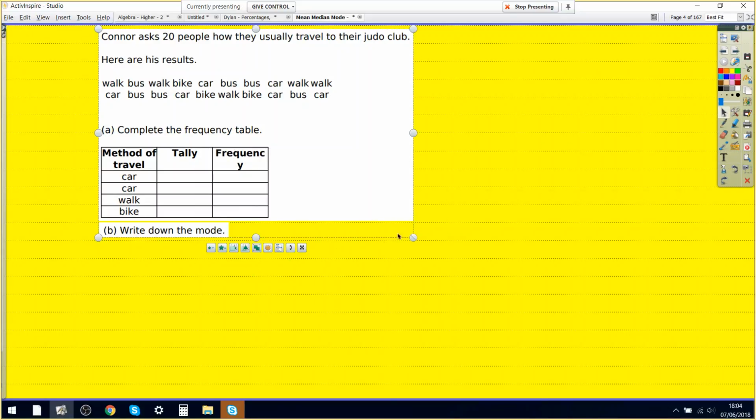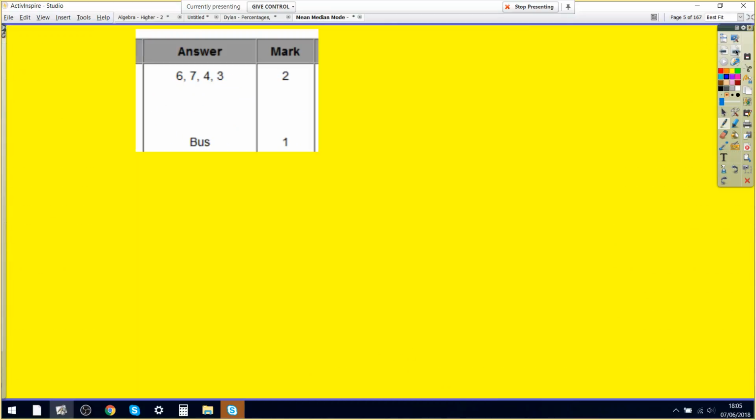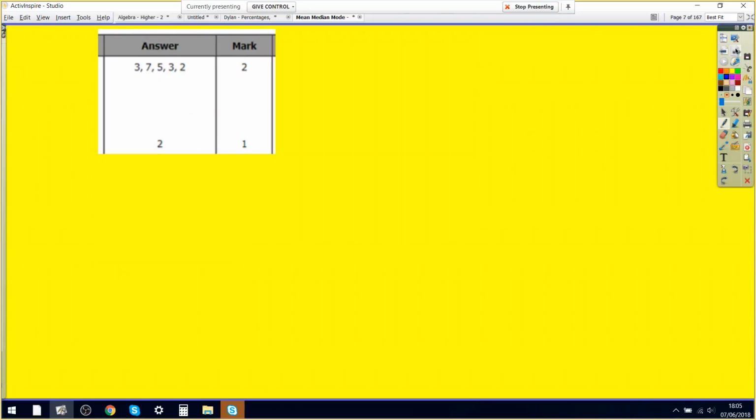This one here, what does it look like the mode is for this one? So walk is 5, bus is 1, 2, 3, 7 for bus, and then bus. Bus is the mode? Okay, bus is the mode. And yeah, so bus. Same idea for these. I think you'll be okay.